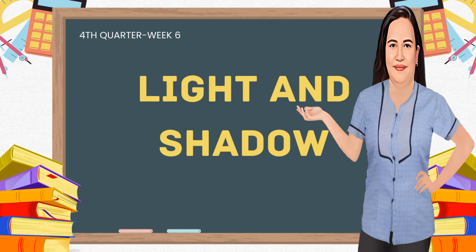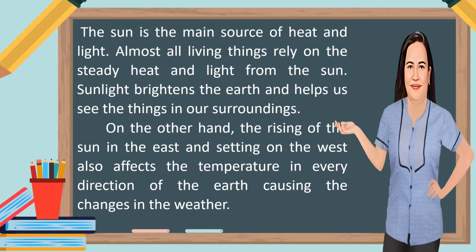Fourth quarter, week 6, light and shadow. The sun is the main source of heat and light. Almost all living things rely on the steady heat and light from the sun. Sunlight brightens the earth and helps us see the things in our surroundings.